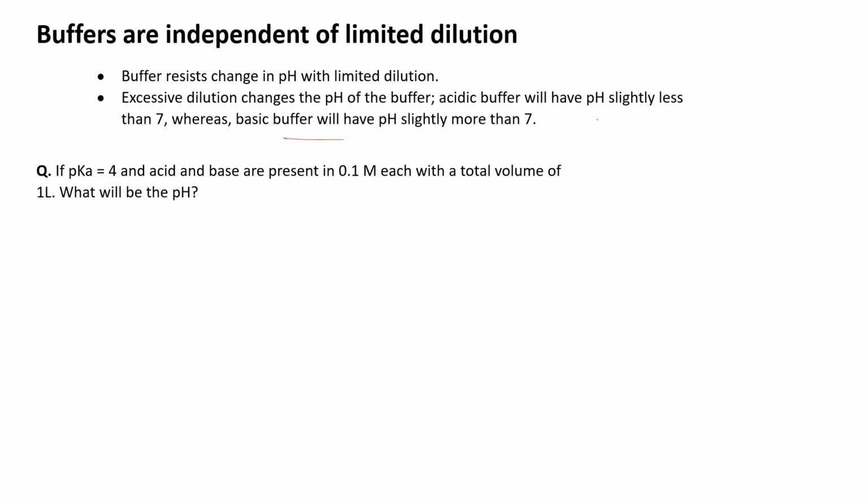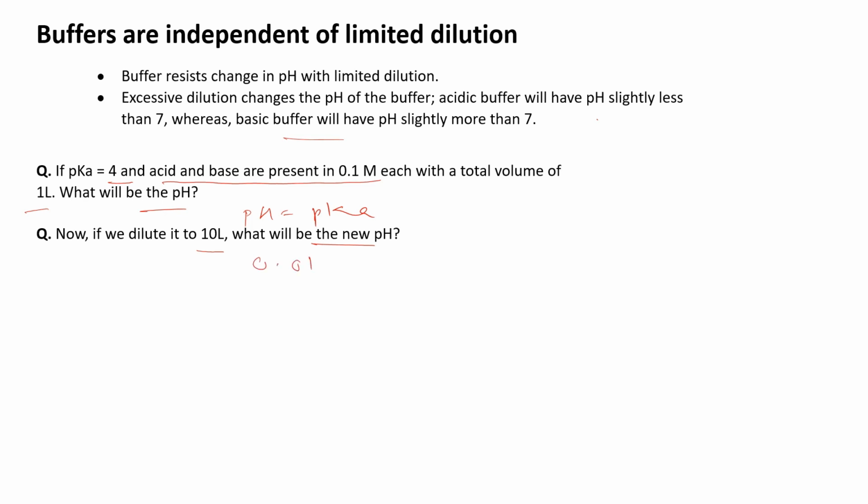Now the question: if pK is 4 and the concentration of acid and base is 0.1 molar each, volume is 1 liter, what will be the pH? Because the concentrations are same, pH will be equal to pK. This only we learned. So here pH will also be 4. Now if we dilute the same solution to 10 liter, what will be the new pH? Now the concentration became 0.01 acid, 0.01 base. But the concentrations are same, so the pH will again remain the same, that is 4.